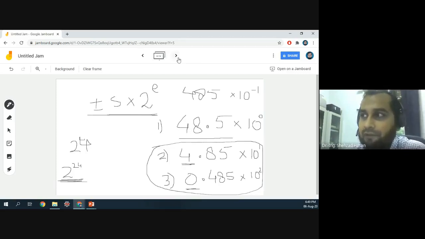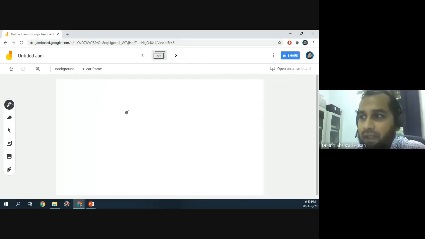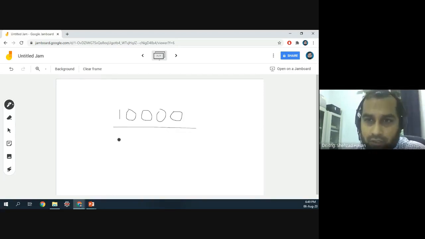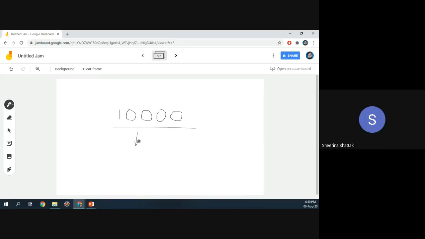So for example, if you have to store, say, 10,000, and let's say our standard is that there should be a single digit before the decimal point. It shouldn't be 0. There should be a single digit, except 0, before the decimal point. Then the only way that you can store it is 1 this.